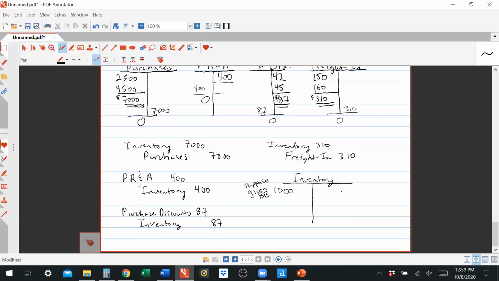Suppose given the beginning balance of 1,000. Then we made these adjustments to inventory at the very end of August. $7,000 debit, $400 credit, $87 credit, and a $310 debit.